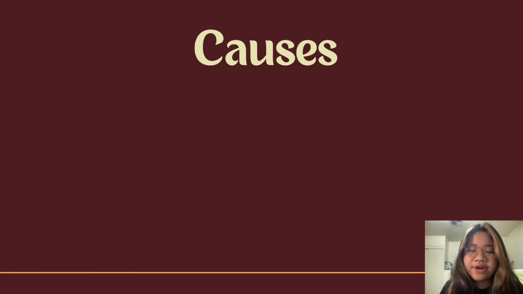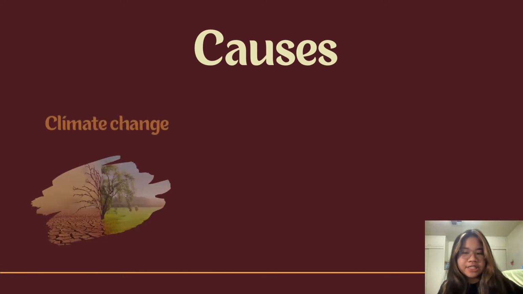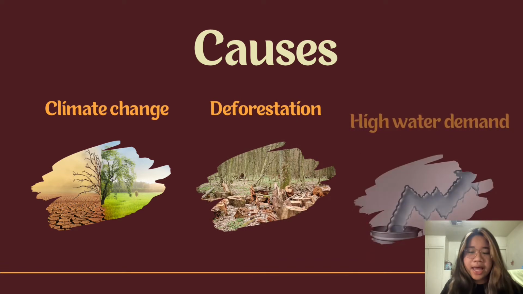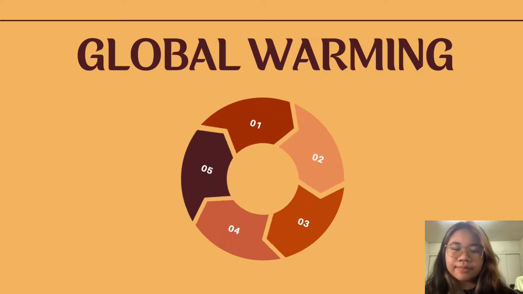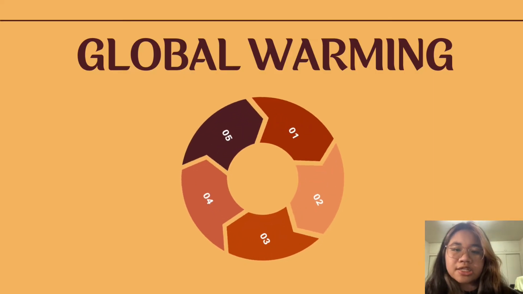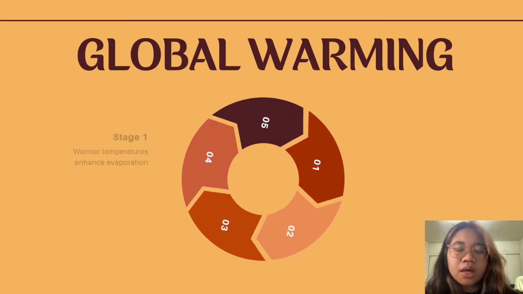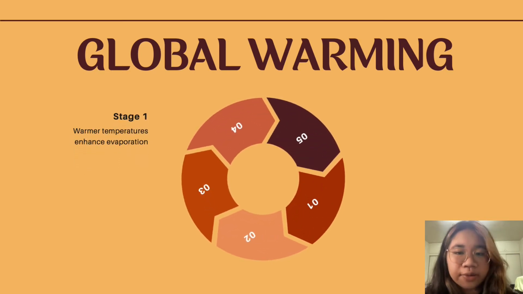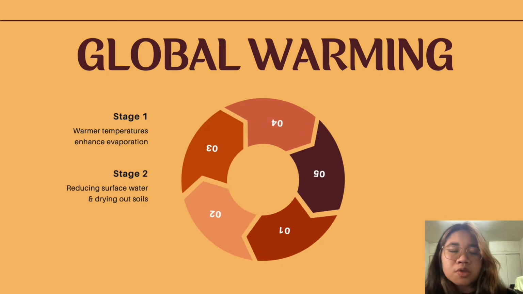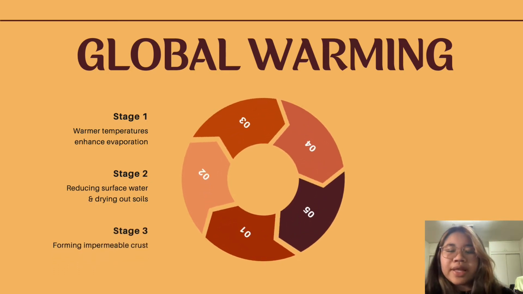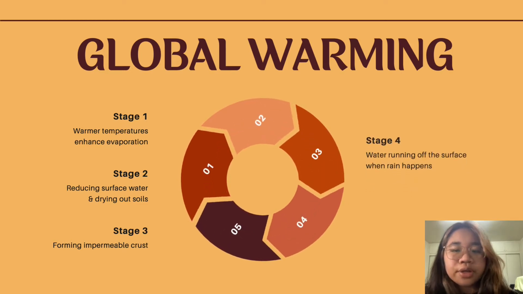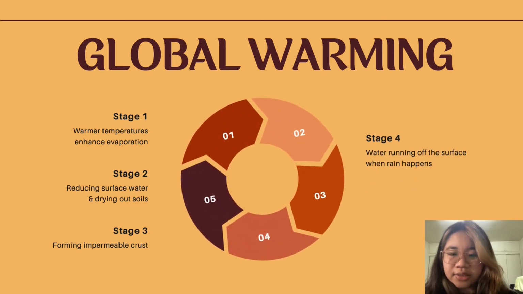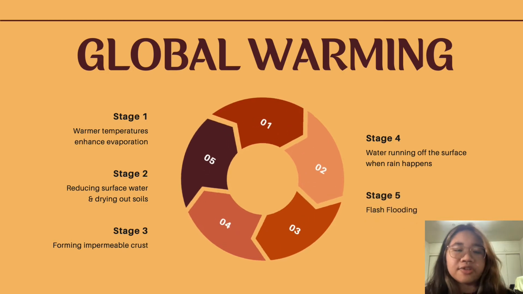So what caused the drought? Three factors: climate change, deforestation, and high water demand, but for this talk, I will focus mainly on climate change. Climate change causes global warming. The warmer temperatures will enhance evaporation, which dries out soils and vegetation. When land becomes so dry, an impermeable crust will form, so when it actually rains, water will run off the surface, which will cause flash flooding.